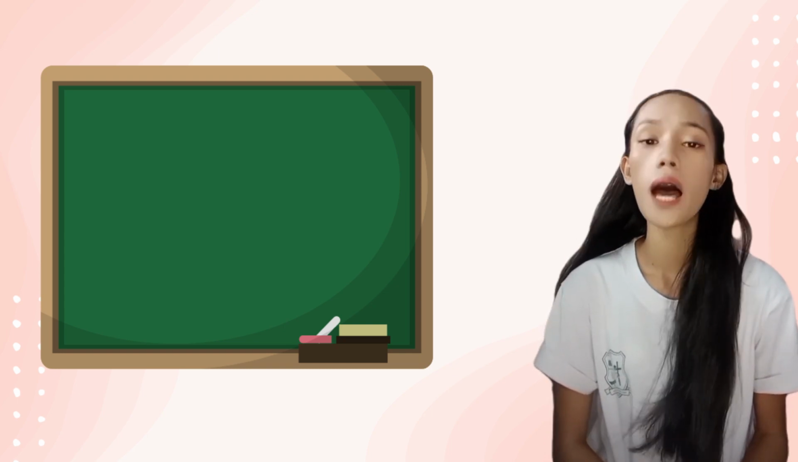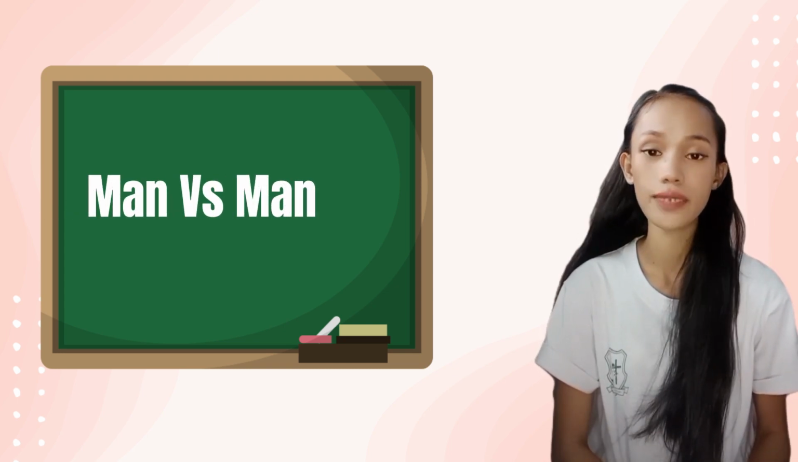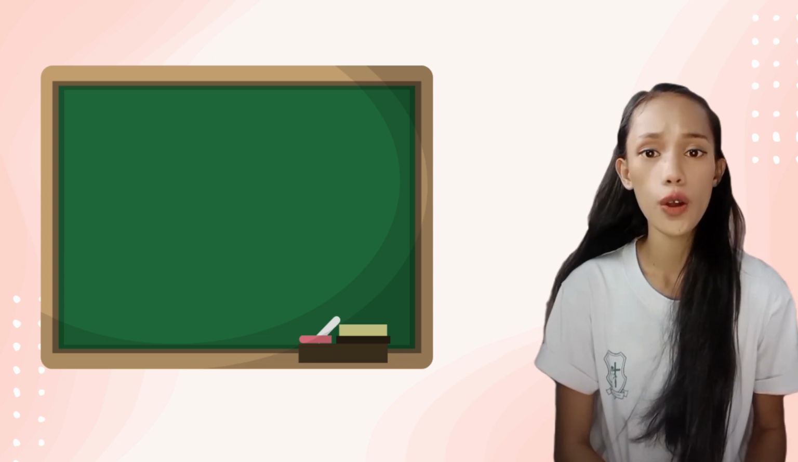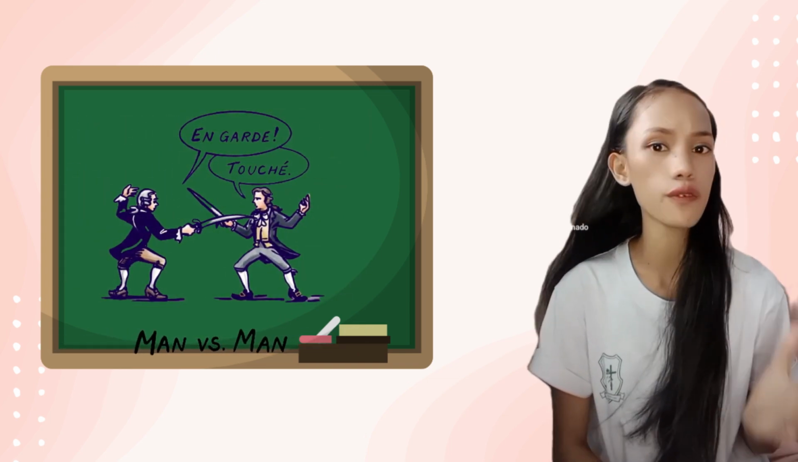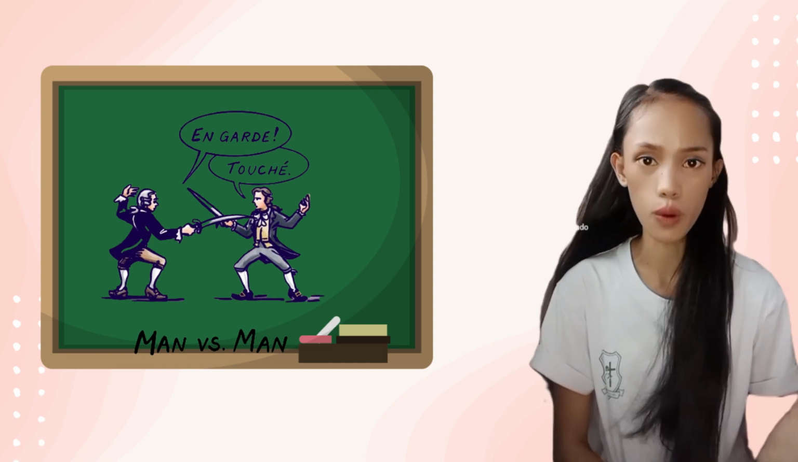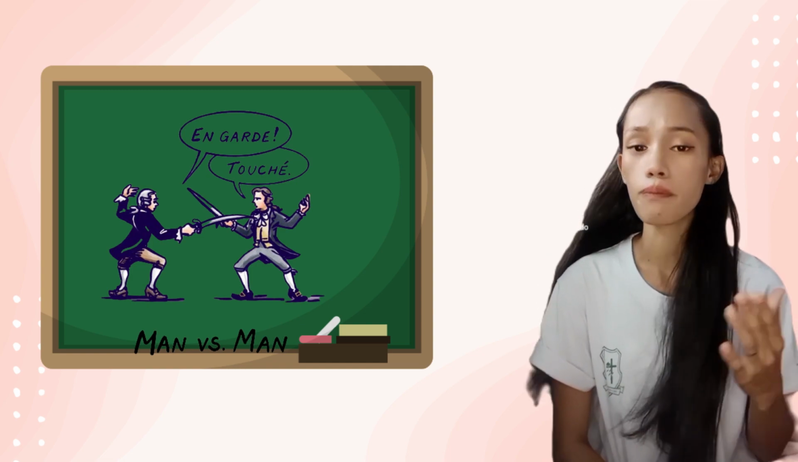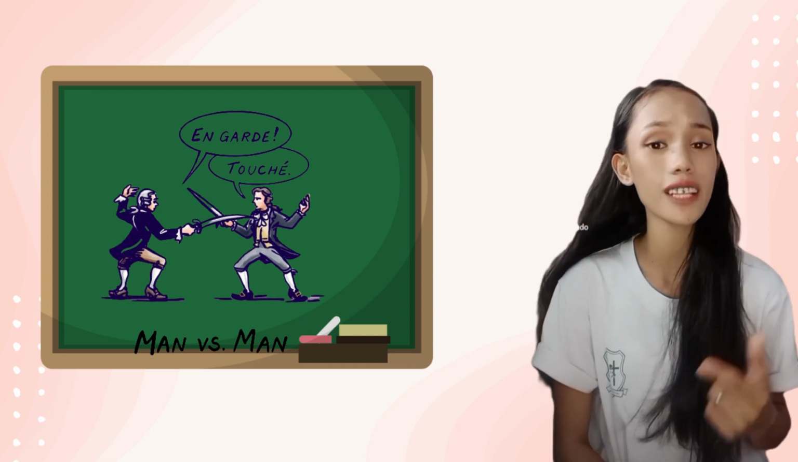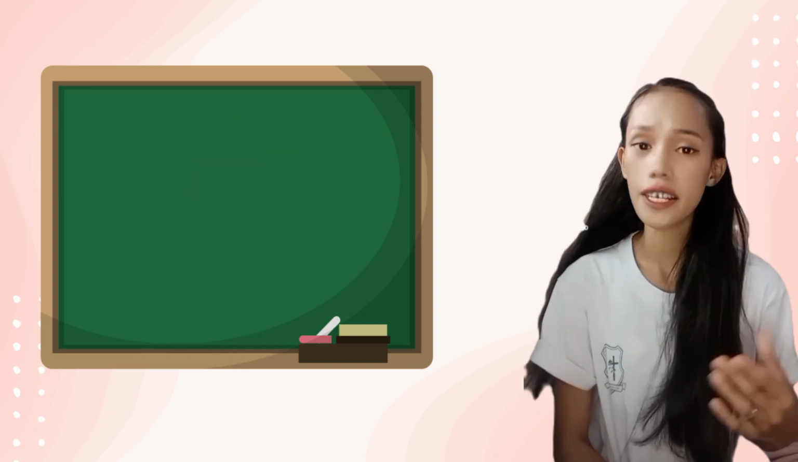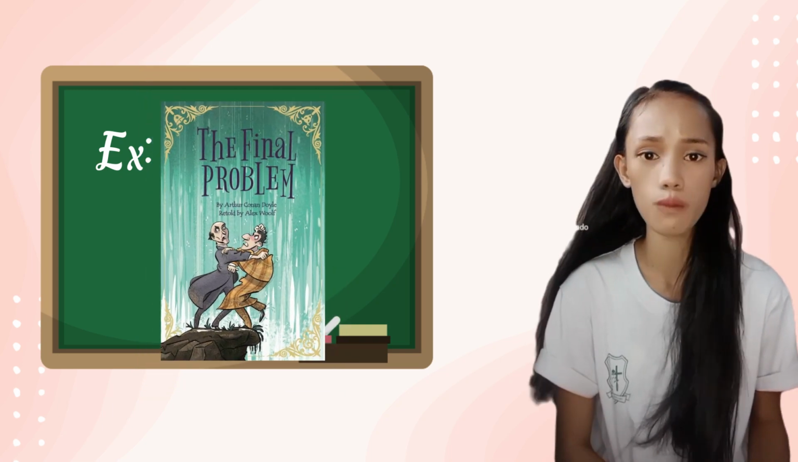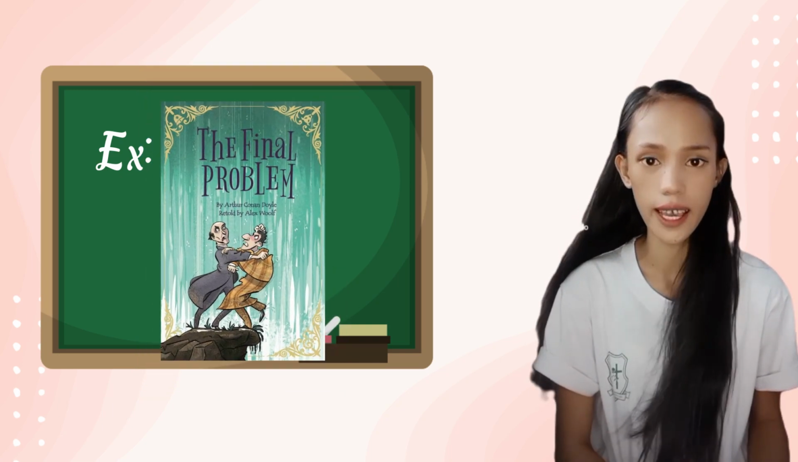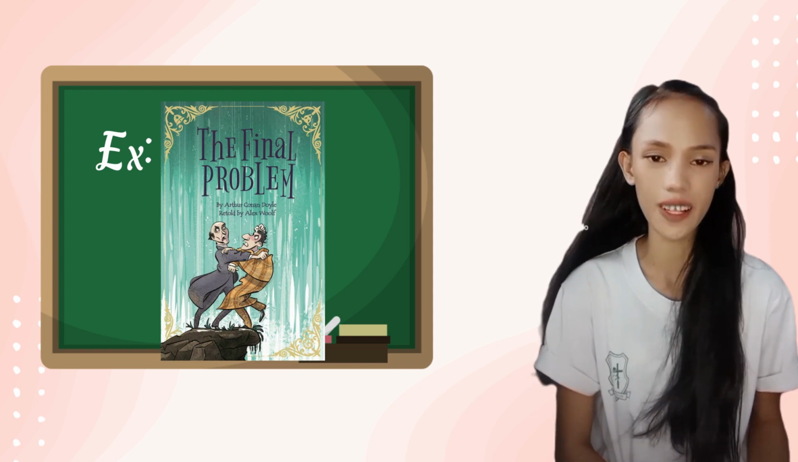First, we have man versus man conflict. This type of conflict occurs when a character faces opposition or conflict with another individual or group of individuals. It can involve physical, emotional, or intellectual clashes. An example of man versus man conflict is the rivalry between Sherlock Holmes and Professor Moriarty in Arthur Conan Doyle's The Final Problem.